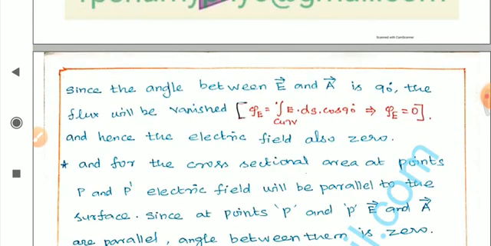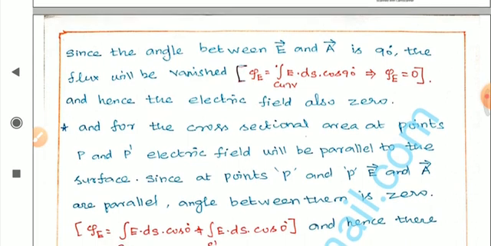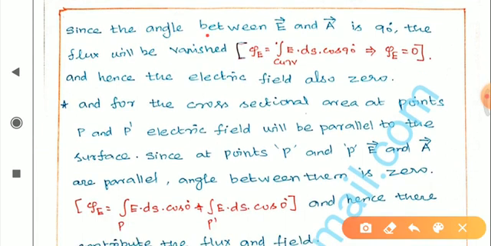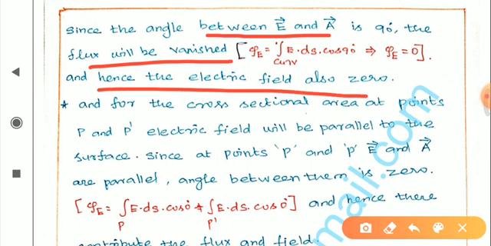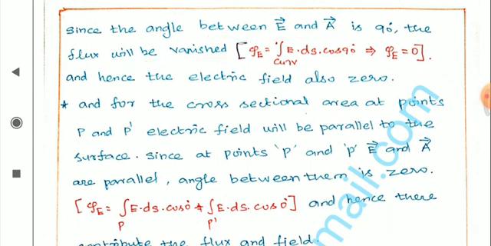Now, what about the electric field? The electric field also will be equal to 0. It is explained here. Since the angle between E and A is 90 degrees, the flux will vanish. Vanished means it will be 0, and hence the electric field is also 0. If there is no flux, the field also will be equal to 0.